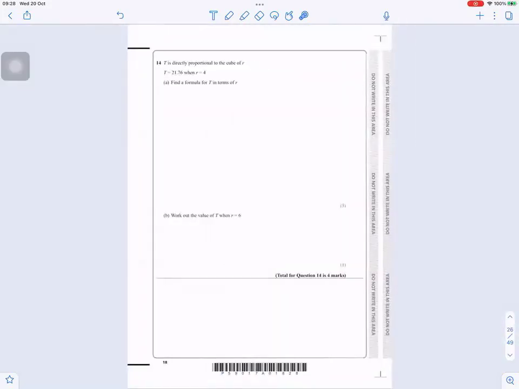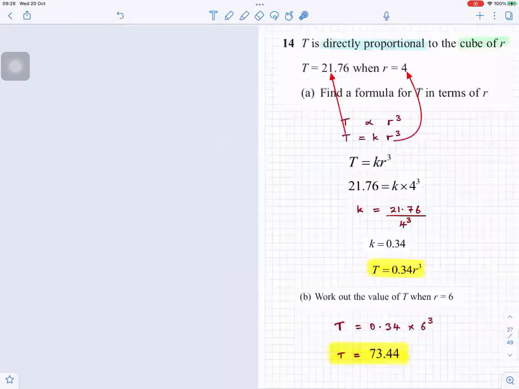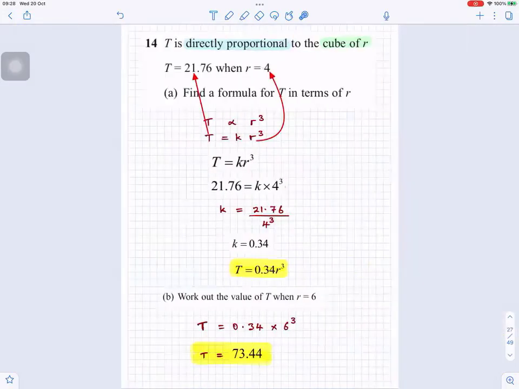Question number 14. T is directly proportional to the cube of R. T is equal to 21.76 when R is equal to 4. Find the formula for T in terms of R. T is directly proportional to R cube, so the cube of R is written like that, R cube.